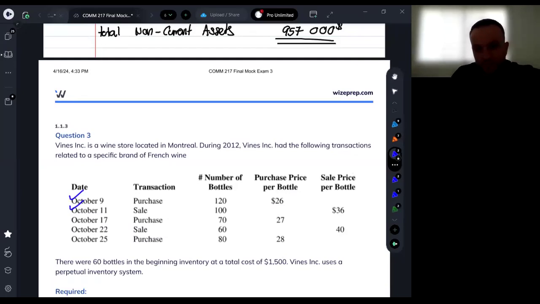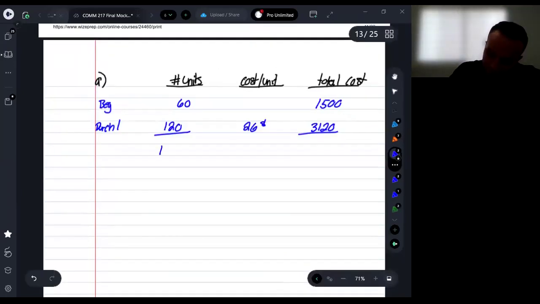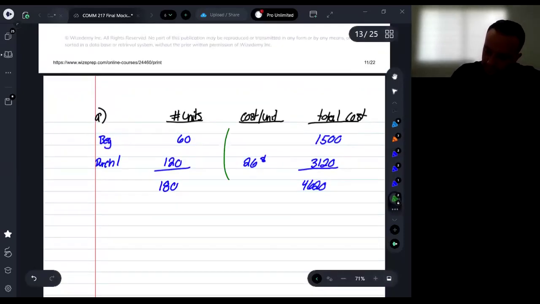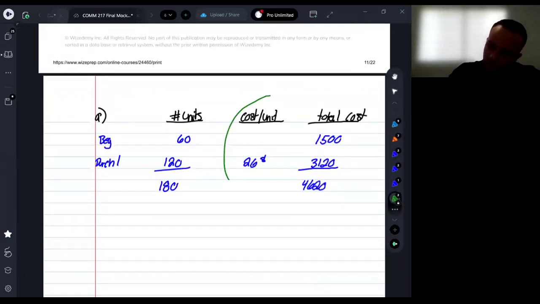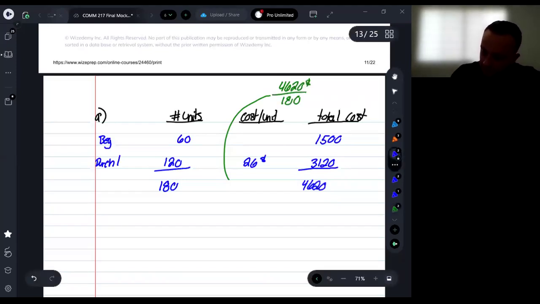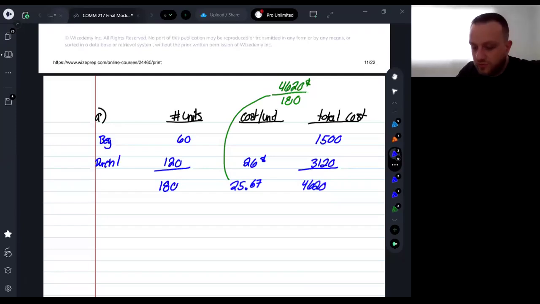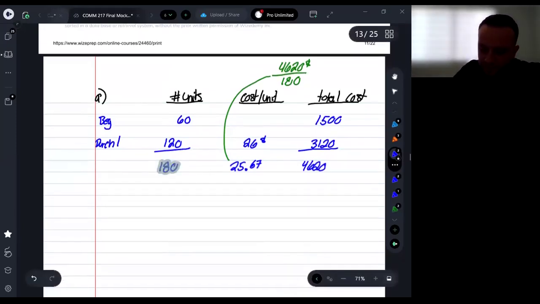And now we have a sale. So it's time to make the total. At this point in time, we have 180 units for a total cost of 46.20. So what is the average cost per unit? $4,620 was spent on 180 units. So 25.67.